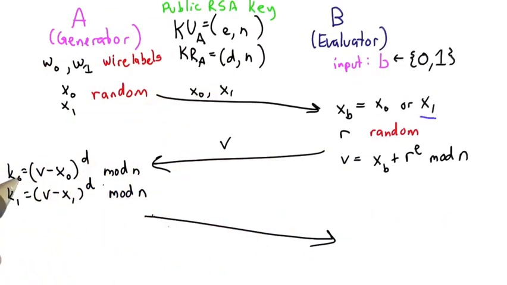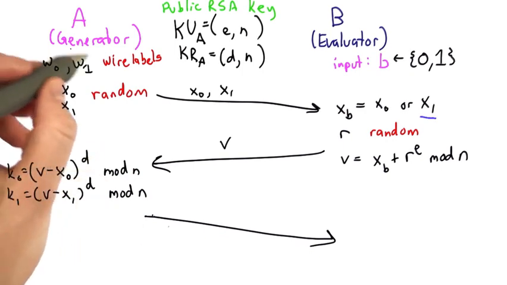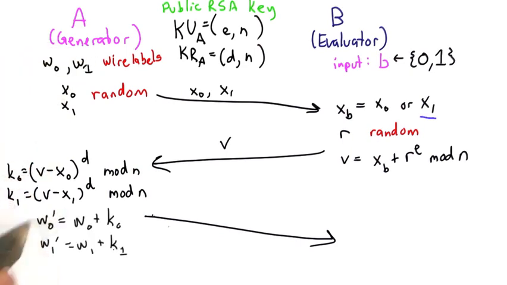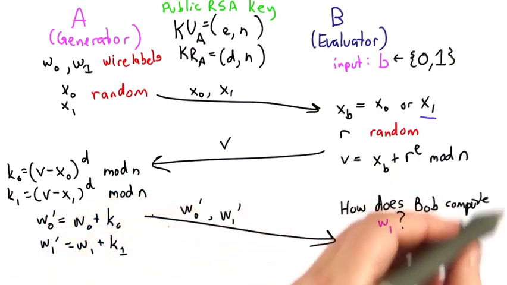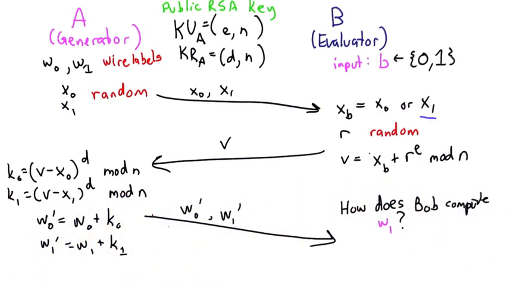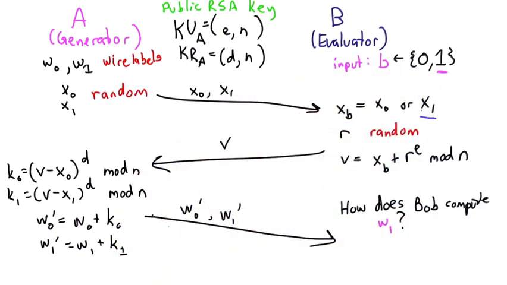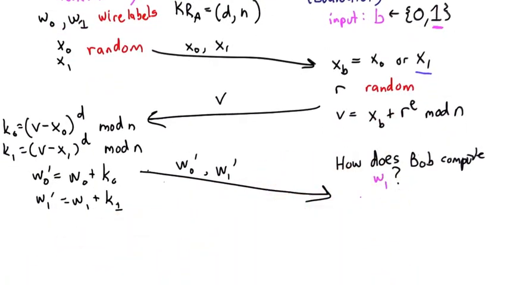So now Alice is going to send a message to Bob that will allow Bob to learn the wire label. And the way she's going to do that is actually quite simple. She's just going to add these two keys to the wire labels. So she'll send these two values to Bob. So now the question is, how does Bob compute W1? And we assume Bob's input value was 1, so we picked x1 here and followed the protocol as specified. Does Bob now have enough information to figure out W1?